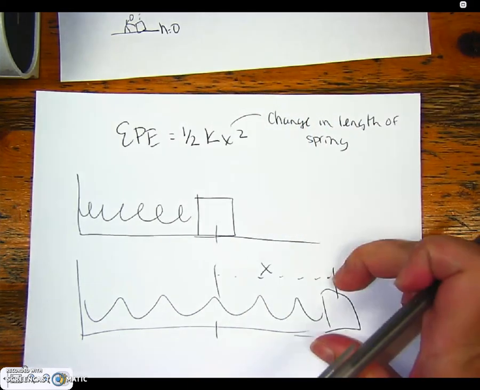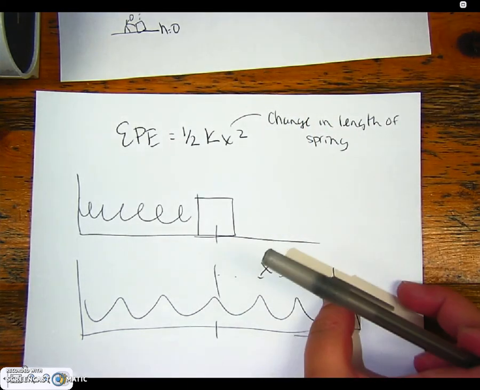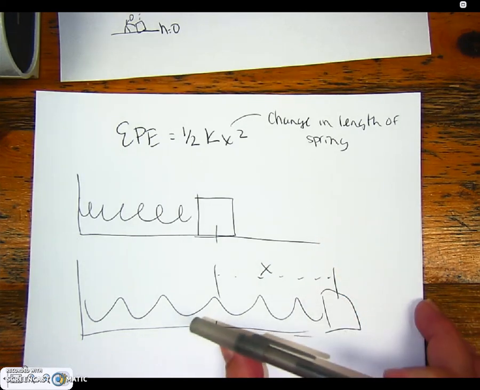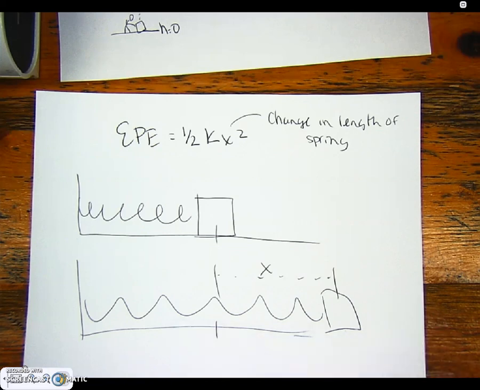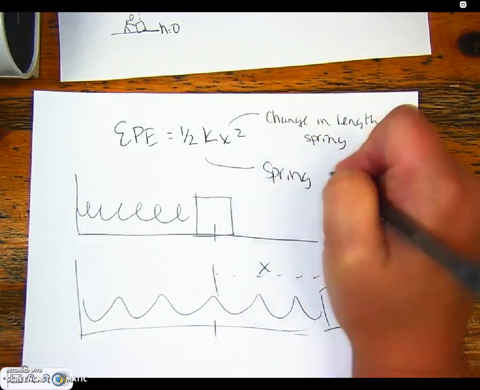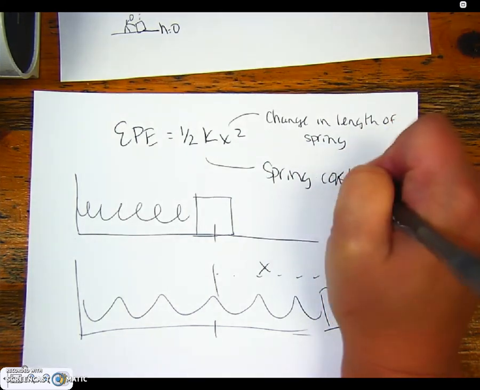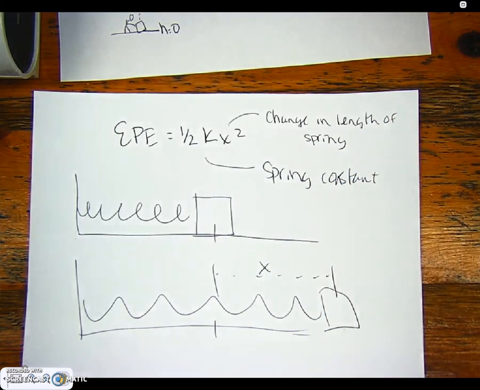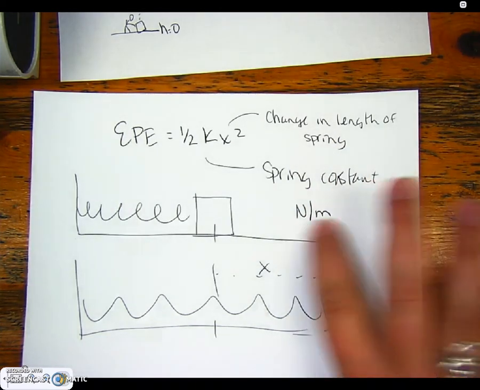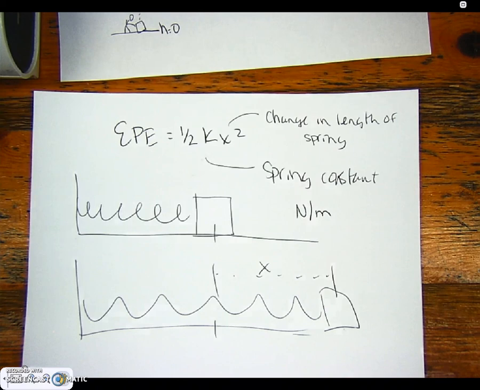Like if I were to move it here and then I were to move it from here to here, I could figure out the amount of energy added just in this change in x, or the total energy in the spring and this total change in x, right? And then k, which is the spring constant. And the spring constant is basically how springy your spring is, and the unit for spring constant is newtons per meter. It's how much force it requires to move a spring by 1 meter.